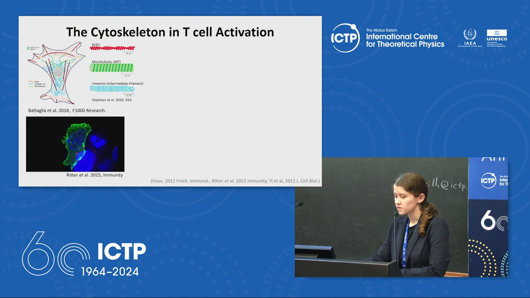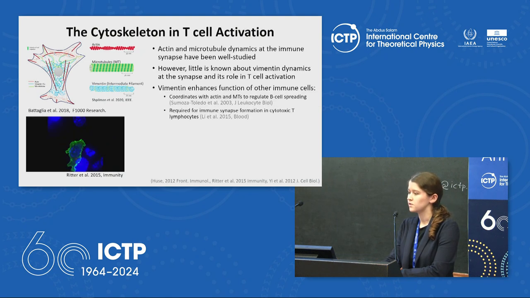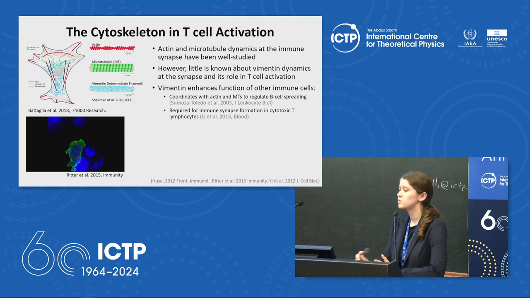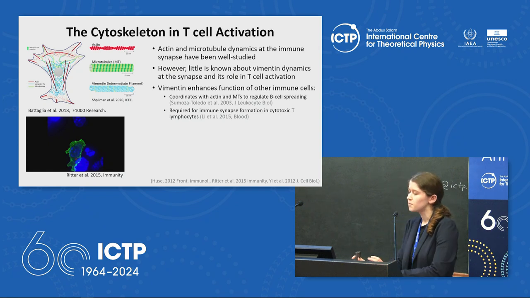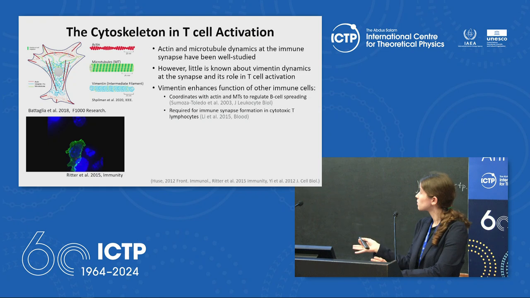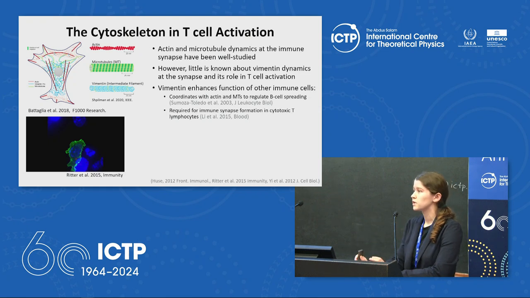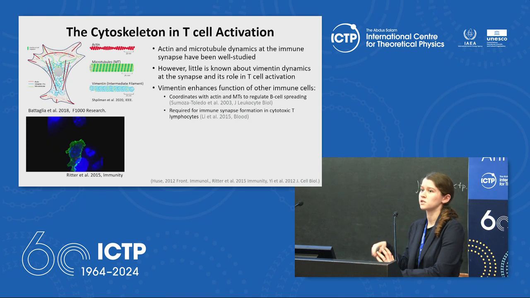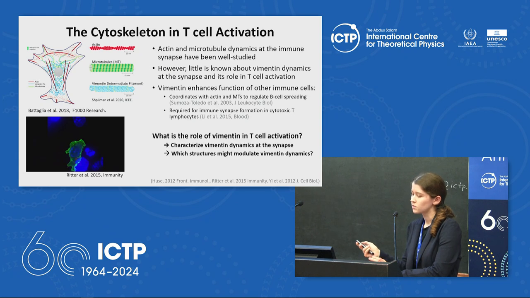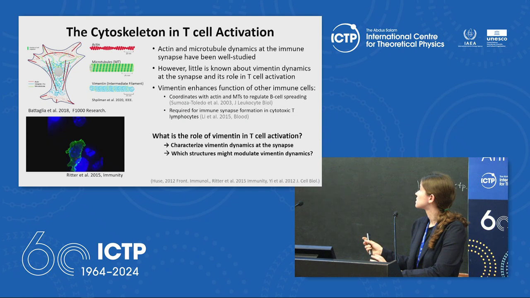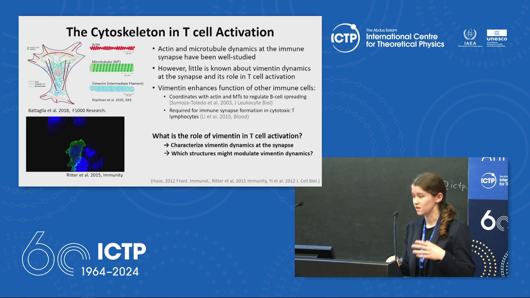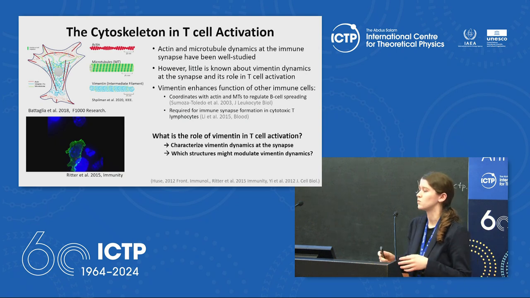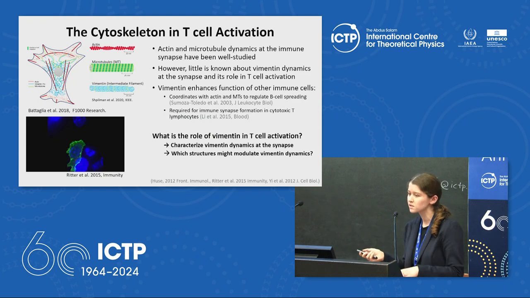So these processes do depend on activity of the cytoskeleton, such as actin and microtubule dynamics near the immune synapse, and these have been relatively well studied over time. But less is known about the role of vimentin in this process. We do know at least that vimentin is important for other immune cells, such as B cells or cytotoxic T lymphocytes. And the role of our research is to study vimentin's role in T cell activation, so characterizing its dynamics near the synapse and then investigating which structures might modulate its dynamics.